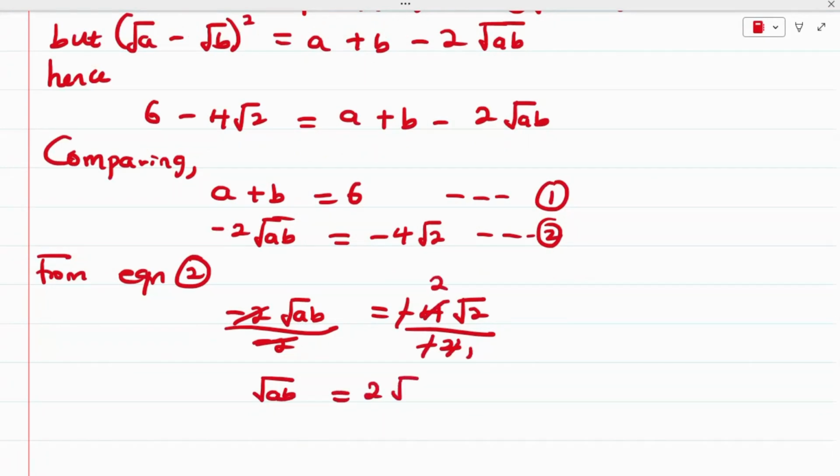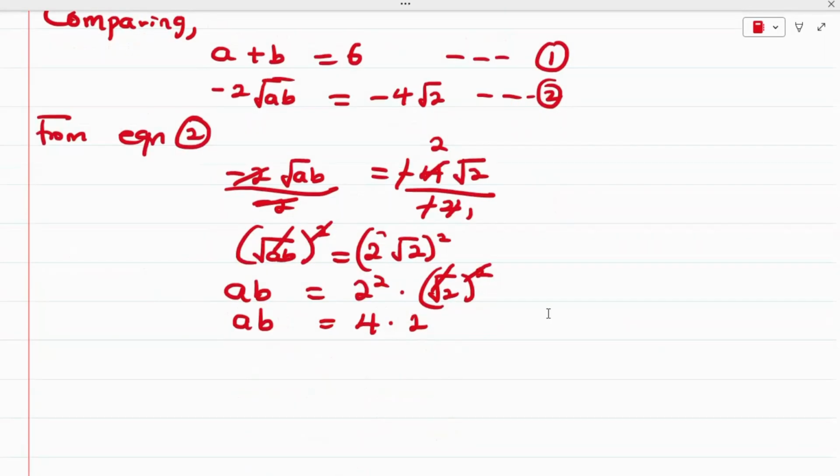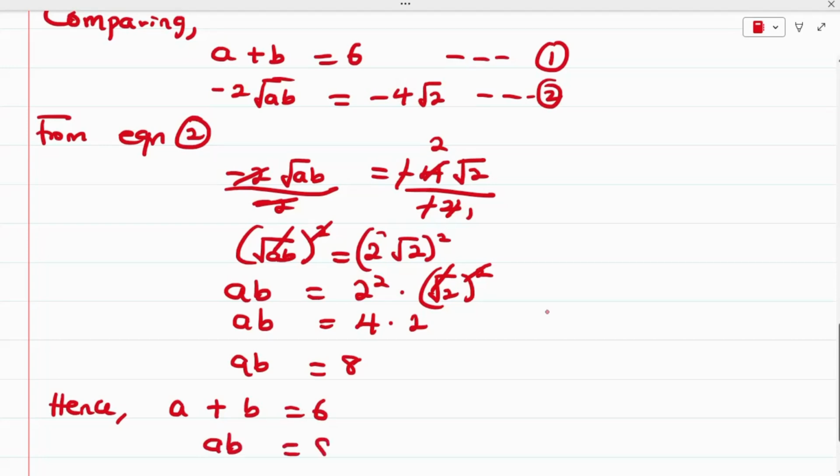So we have 2 root 2. Square both sides right here to get rid of the square roots. This we cancel out this. So we have ab is equals to 2 square minus the root of 2 all square. ab is equals to 2 square is 4 multiply this, we cancel out this, we have this to be 2. So we have that ab is equals to 4 multiplied by 2, which is 8. So hence we have that a plus b is equals to 6 and ab is equals to what?